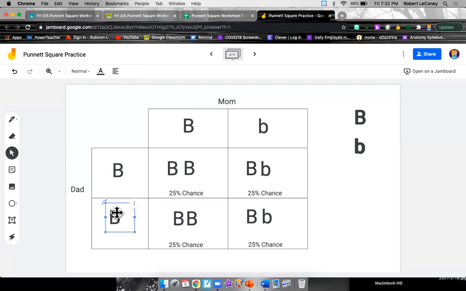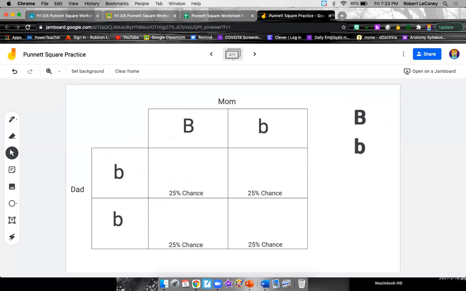Let's switch it up. Let's say dad had blue eyes. In order to have the recessive blue eyes, that has to be the only option. So now dad has two little b's. Let's get rid of these and do it again. This time, mom passes on the big B here. Dad passes on the little b here. Mom passes on the big B. Dad passes on the little b.